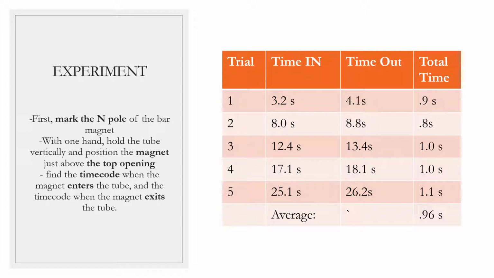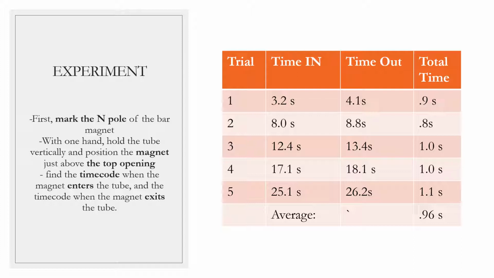As stated below, this lab involves creating an aluminum foil tube and dropping a magnet down it and basically finding the total time it took for the magnet to fall through it. So the steps that we had to do to complete this: first, mark the north pole of the bar magnet, and we did this by using one of the apps that we used in a previous lab. With one hand, hold the tube vertically and position the magnet just above the top opening, and then you drop the magnet. We recorded ourselves to find the time code when the magnet enters the tube and the time code when the magnet exits the tube.